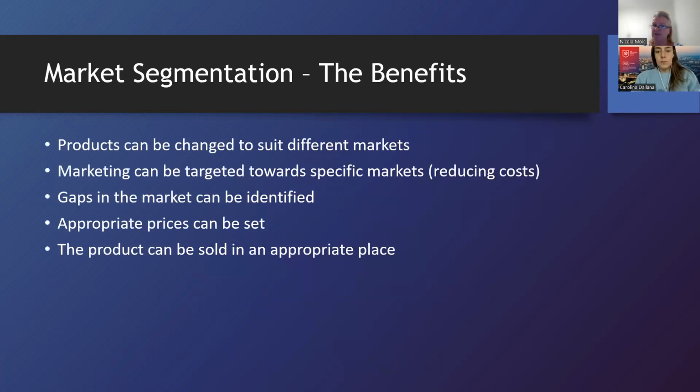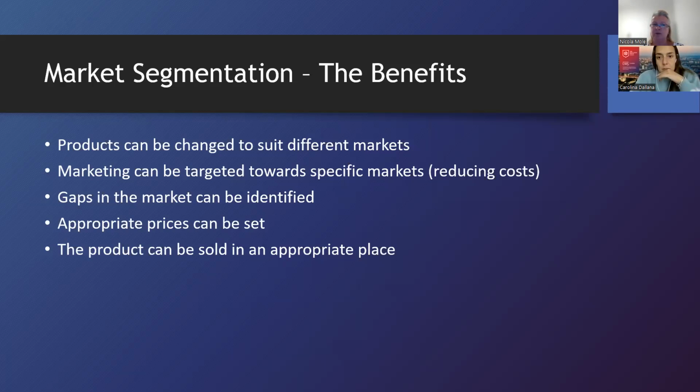What are the benefits of doing this? Products can be changed to suit different markets. Marketing can be targeted towards specific markets, and that reduces costs. I will give you a small example. I used to teach in the Middle East, and they had specific washing products for the black abayas that the women used to wear. They were marketed differently, but it was the same product that I could buy in the UK just to wash my dark clothes, but they targeted the market to suit the local audience.